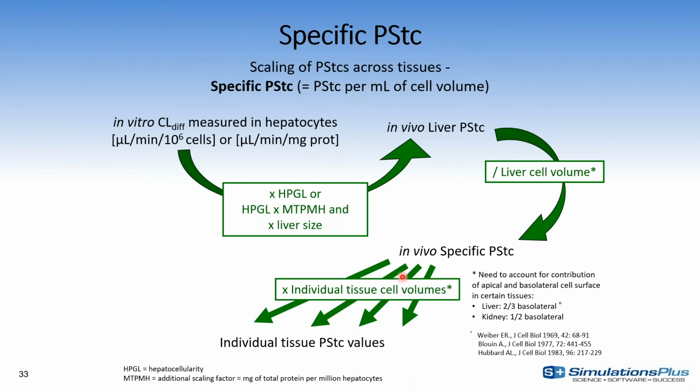So again, we're assuming in the liver that 2/3 of the cells are in the basolateral membrane. The leftover 1/3 is in the apical membrane. For the kidney cells, we just assume the ratio is 1:1.